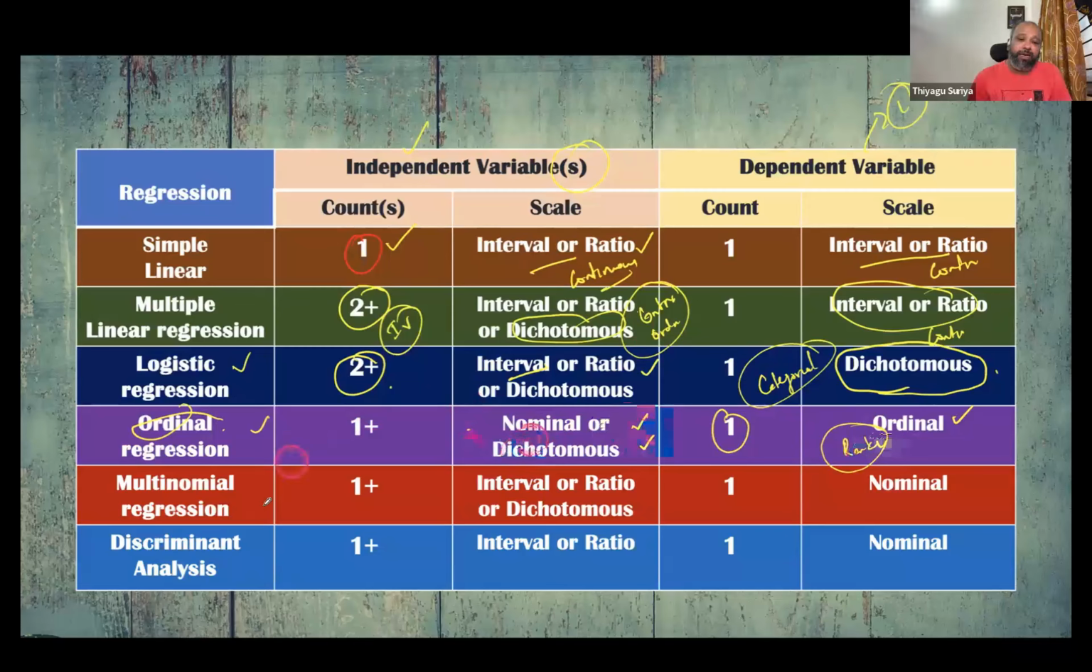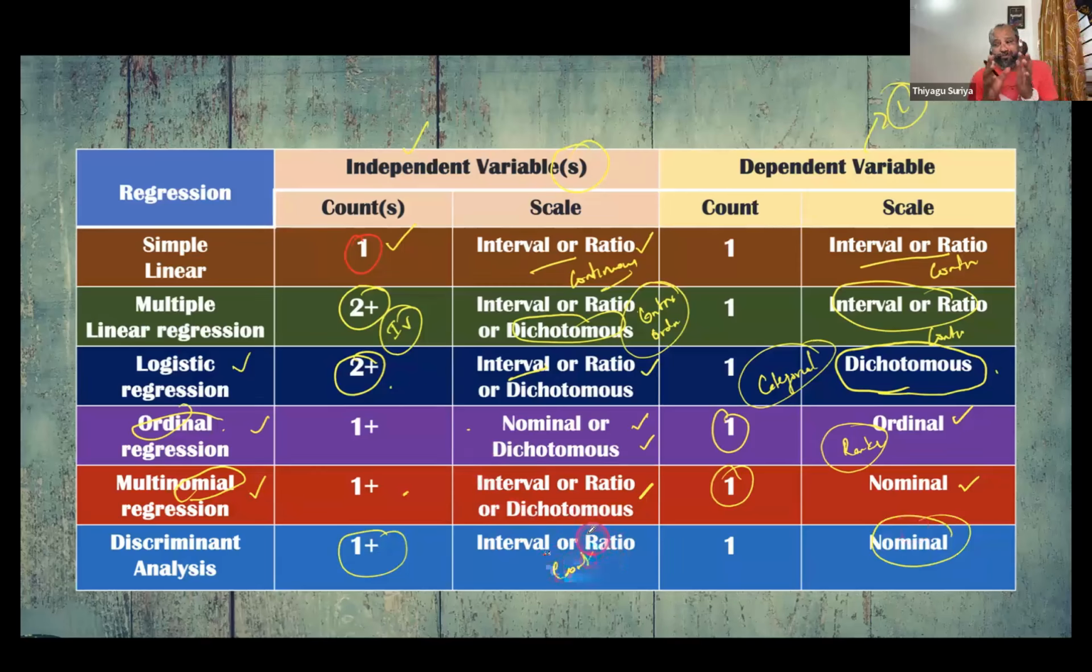Please kindly note this. Multinomial regression. Once again, multinomial. Therefore, what is my dependent variable? Nominal. And a minimum of only one independent variable is needed; it may be continuous or categorical. And in discriminant analysis also, the dependent variable will be nominal, since we are going to divide into different categories. Once again, it's nominal, and your independent variable should be continuous.